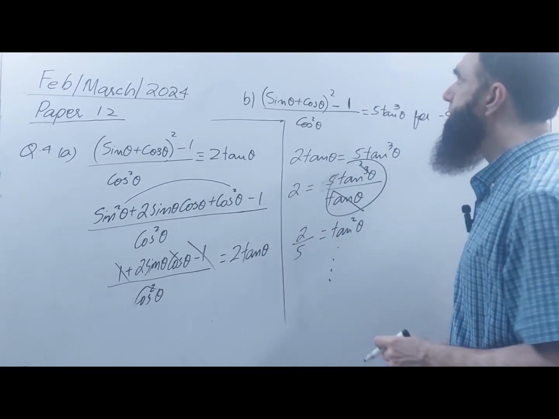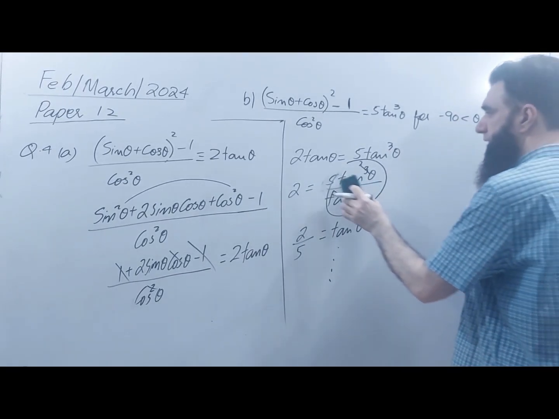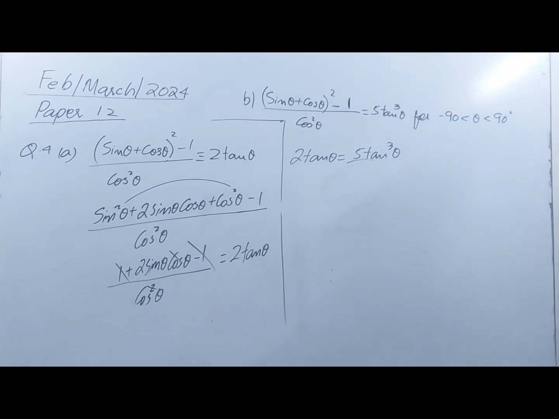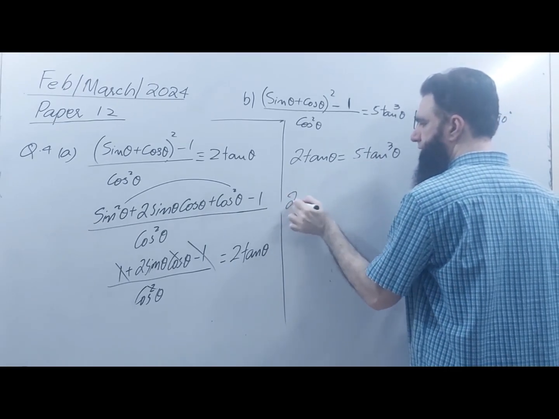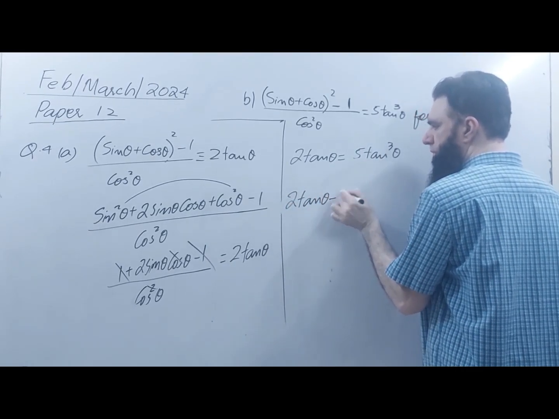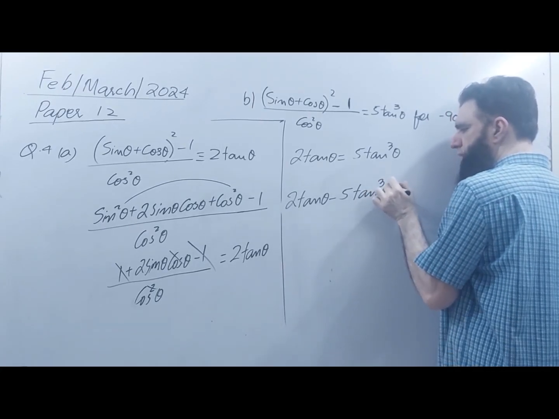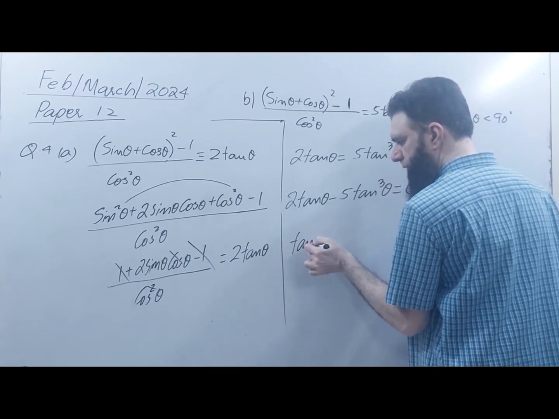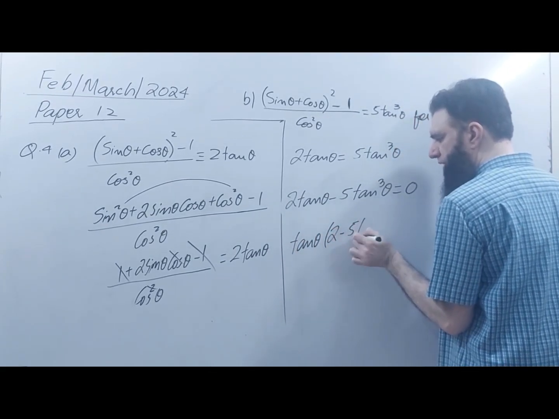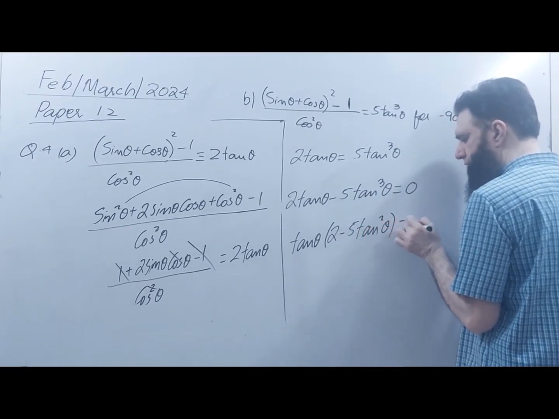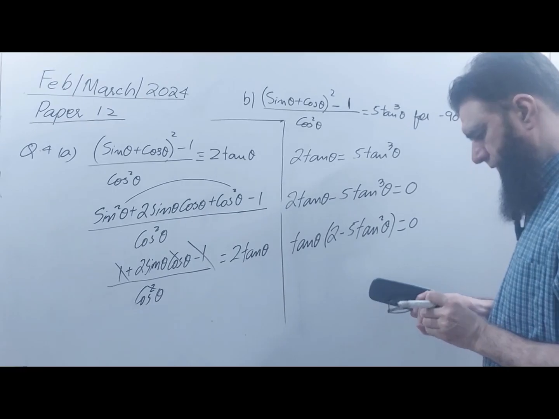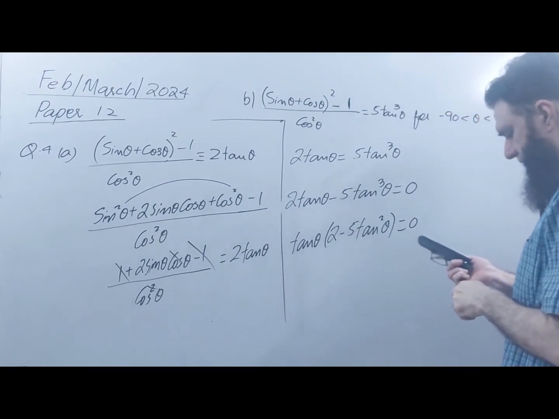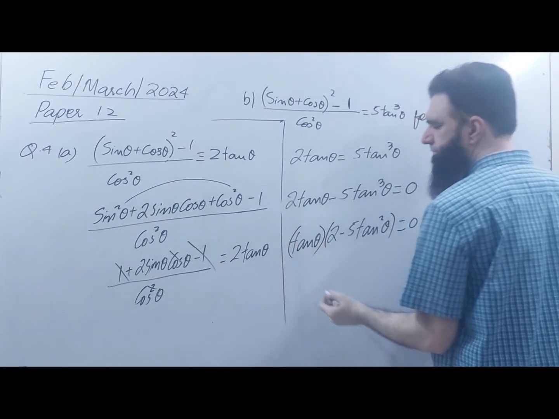What you do instead is, let me do it for you. You take this minus 5 tan cube theta on the other side. You get 2 tangent theta minus 5 tangent cube theta is equal to 0. Now if you take tangent theta common, you see 2 minus 5 tangent squared theta equals 0. See, this is one of the brackets.